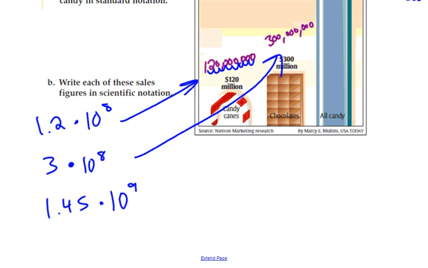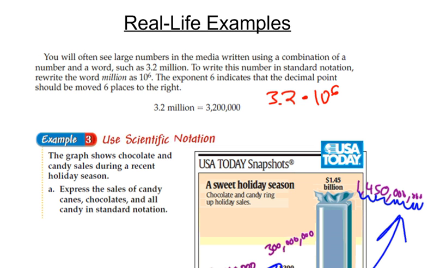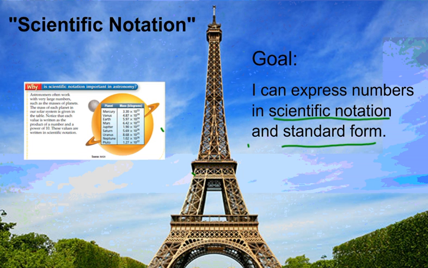And those are some real-life examples of writing numbers in different ways and putting them into scientific notation or backwards. All right, so if you have any questions about this, make sure you write them down and ask a teacher next time. Again, our goals were to express numbers in both scientific notation and standard form, going back and forth. And next time we're going to do some operations, like multiplying two different numbers in scientific notation together. All right, have a great rest of your day.